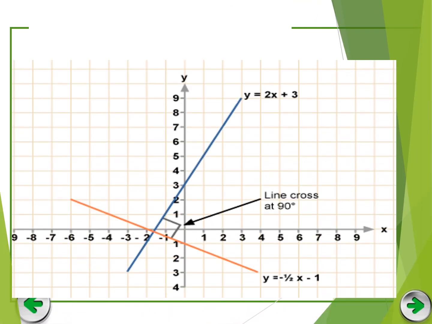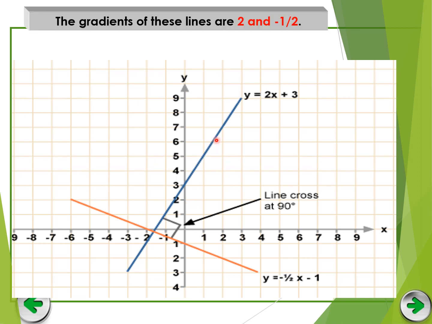So here we have our example. We have the line y equals 2x plus 3. So from that you can see the gradient is 2. And then we have the perpendicular line y equals -1/2x minus 1.